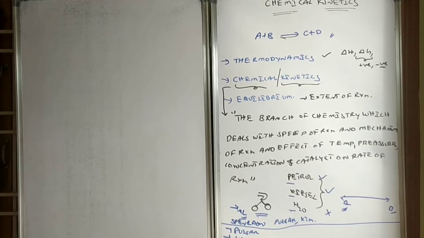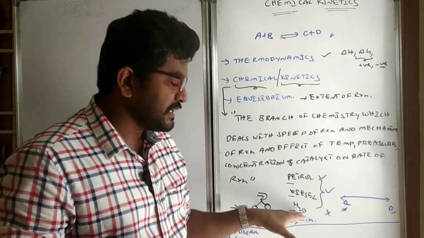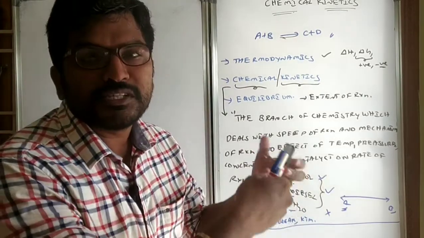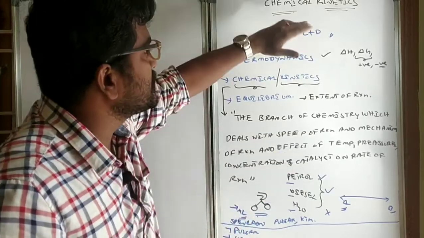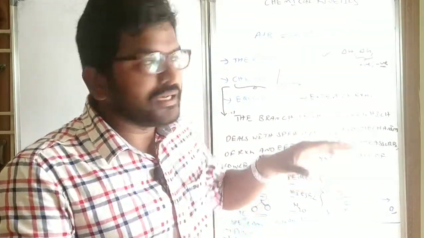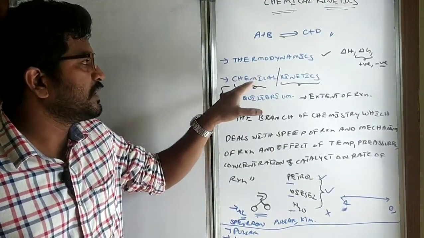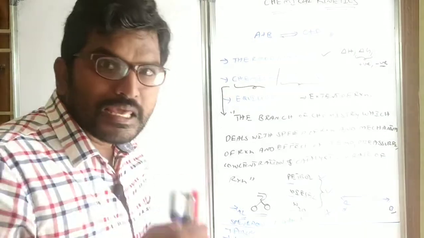So what will be the speed of the bike can also be studied. In the same way, whenever there is a chemical reaction, the speed of the chemical reaction can be studied under chemical kinetics. So what is chemical kinetics? How to study about a reaction? What is the significance of thermodynamics, chemical kinetics and equilibrium?